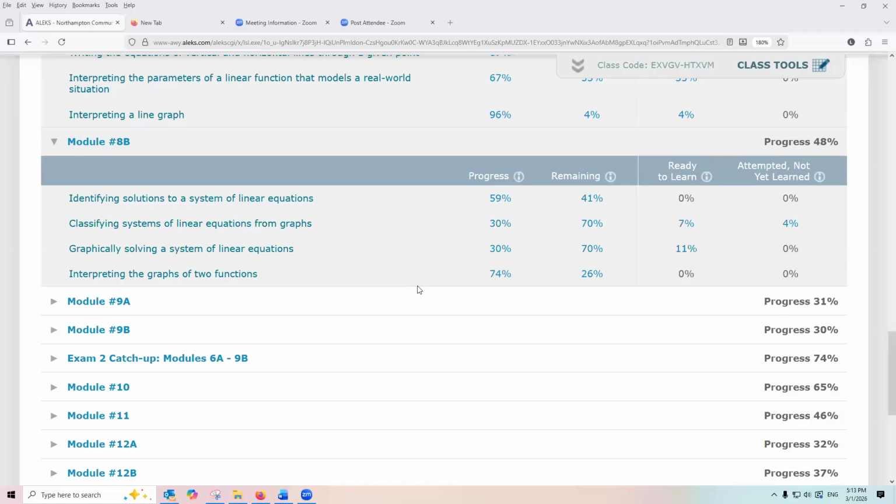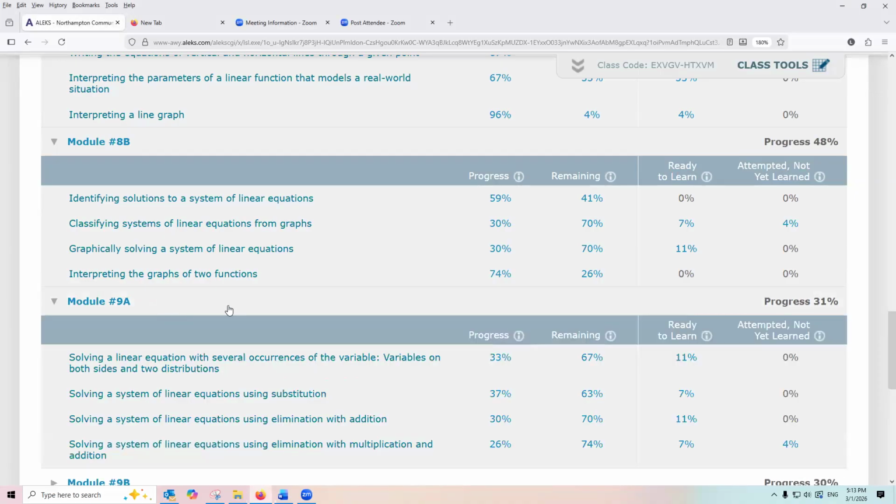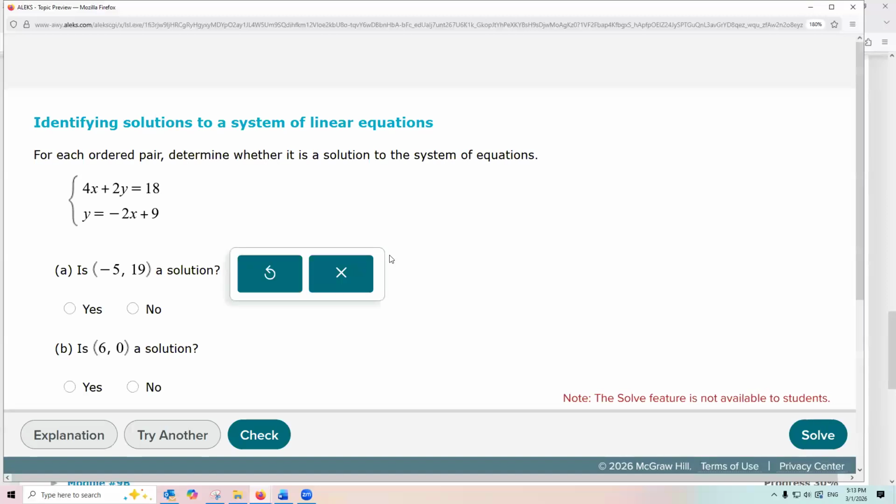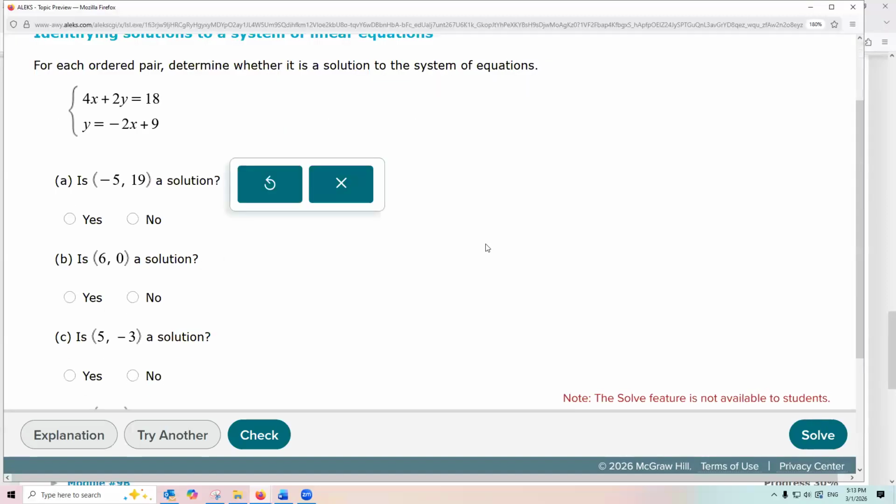All right, let's go here. And by the way, when we get into module 9A, we're going to be doing more of solving systems of equations. So here in module 8B, this is kind of an introduction. All right, let's take a look here. On this one, they're going to ask me, is an X, Y pair a solution to this system of equations?